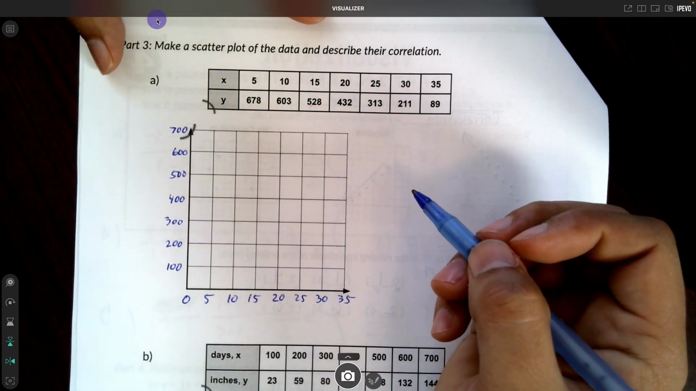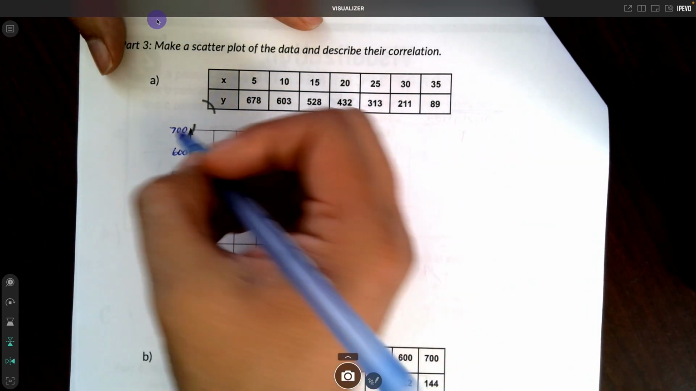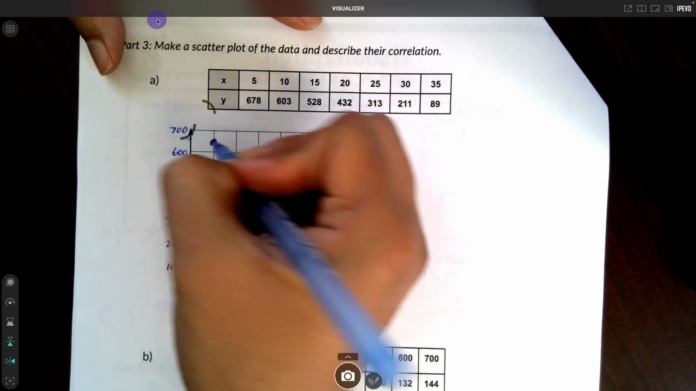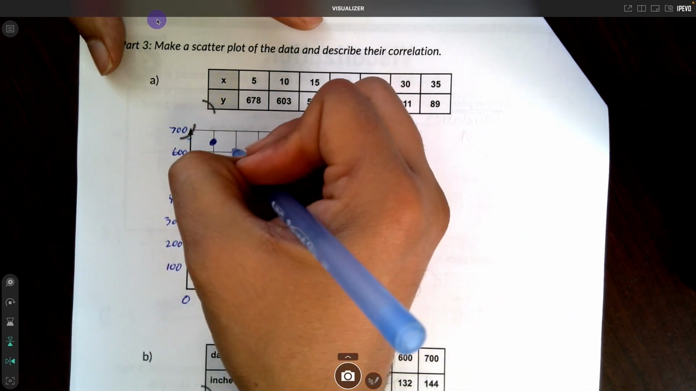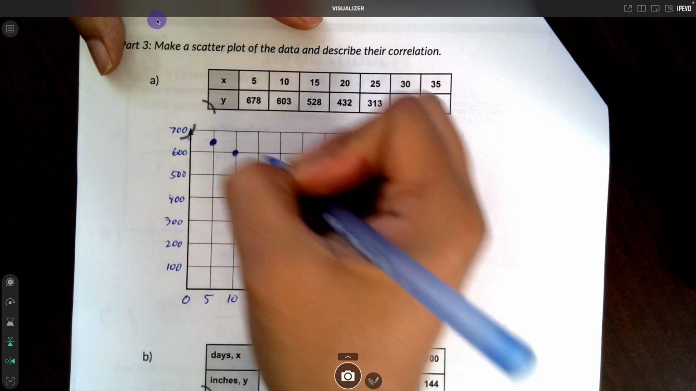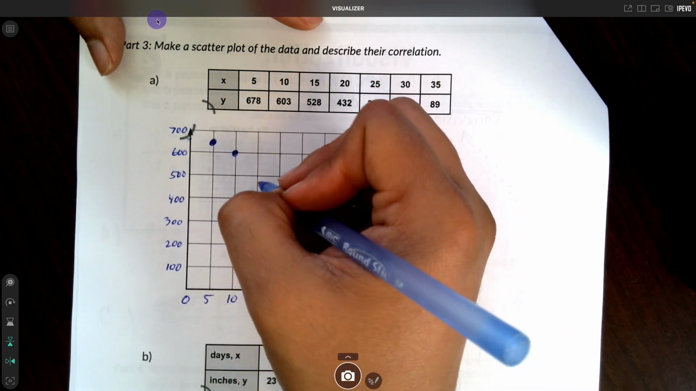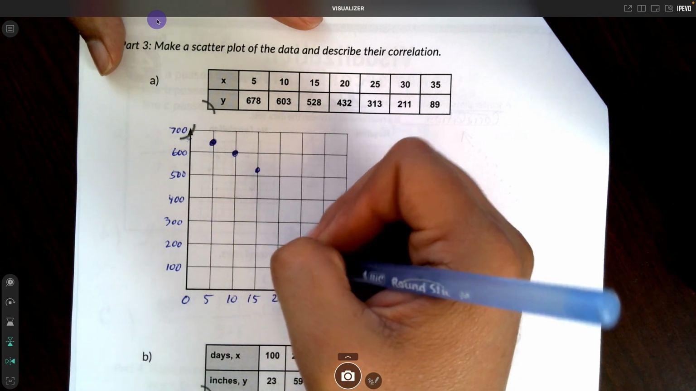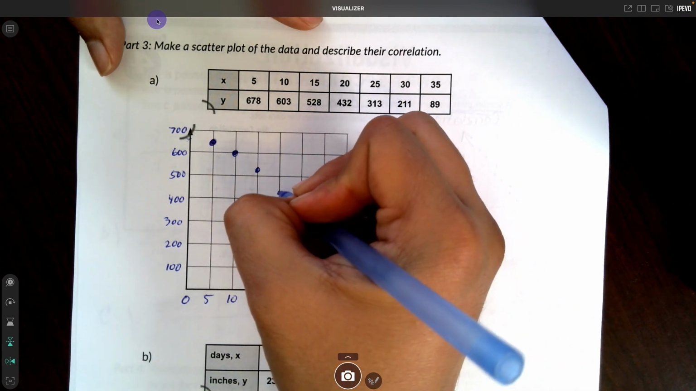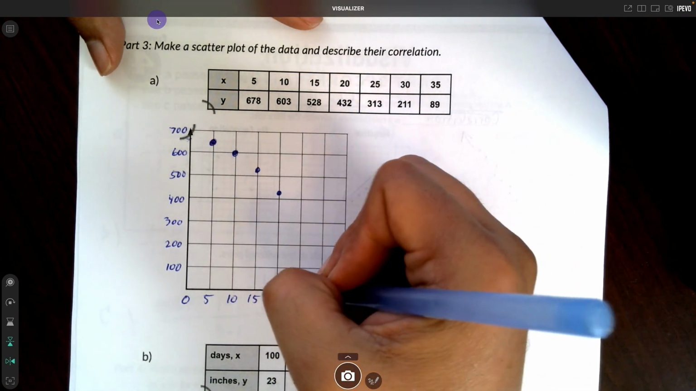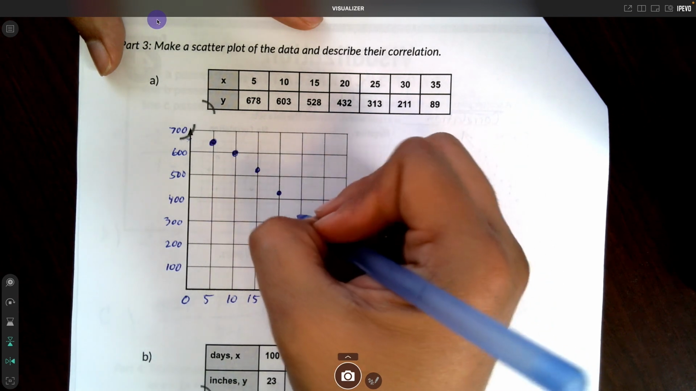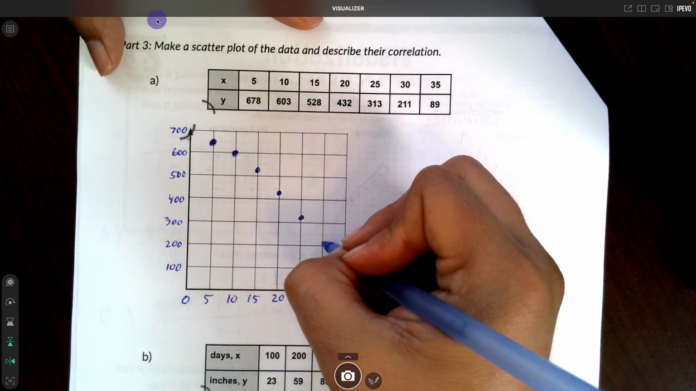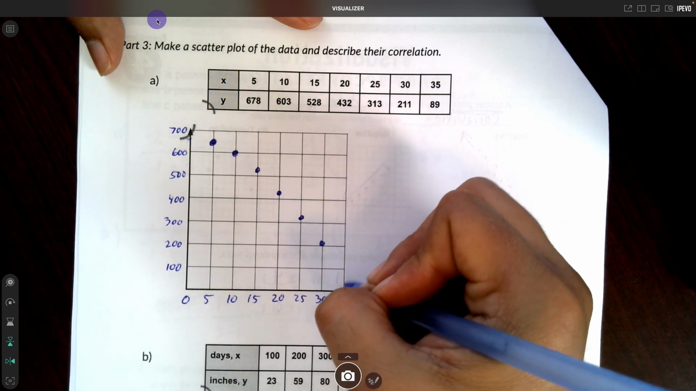So this is about 678, somewhere around here. So I'm going to put a dot there. 10 is 603. 15 is 528. 20 is 432. 25 is 313. Try to put your best spot. And 30 is 211. And then this one actually goes underneath.